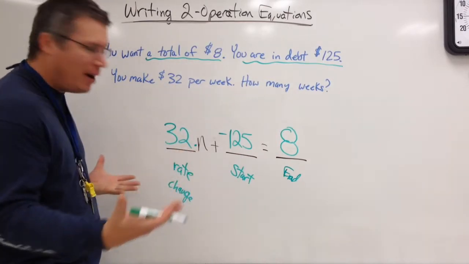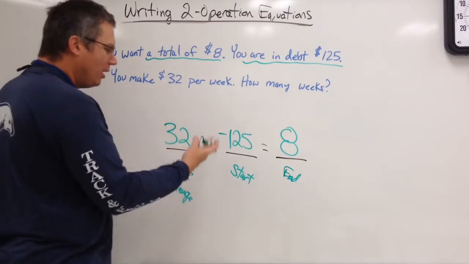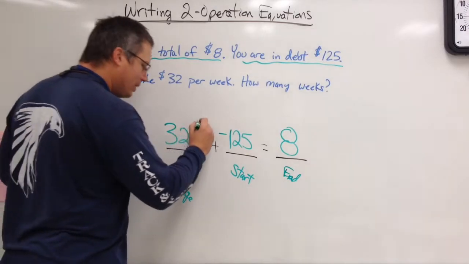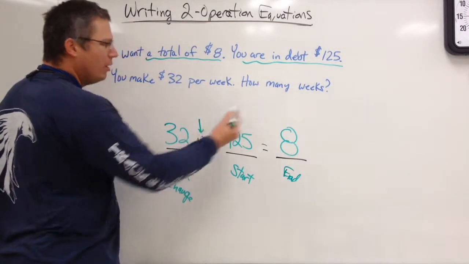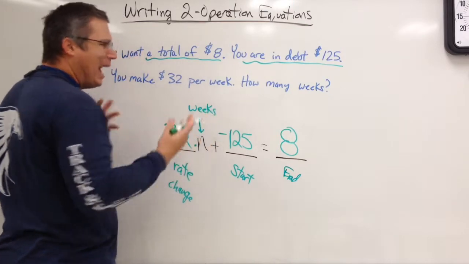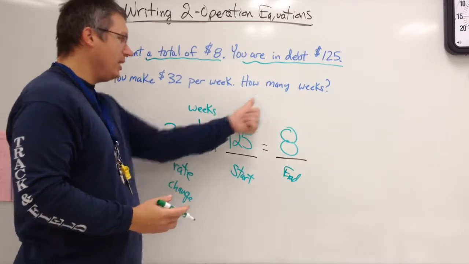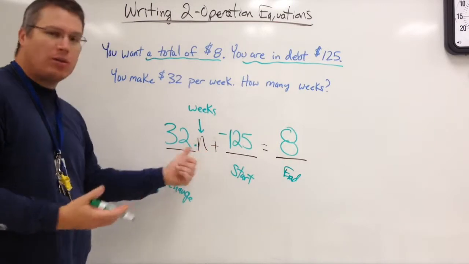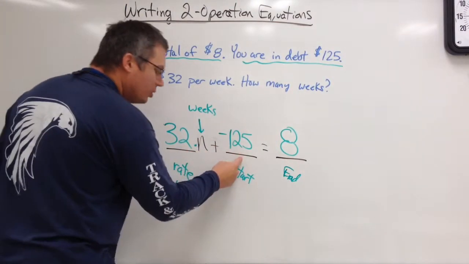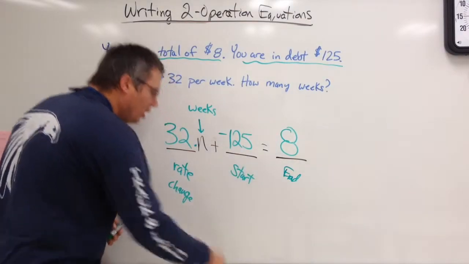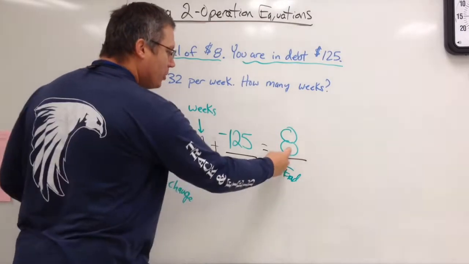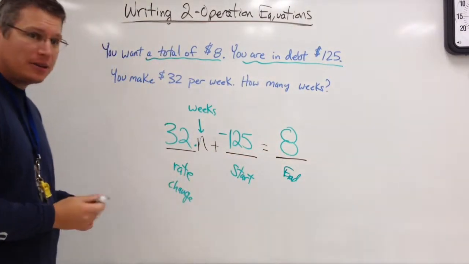So this becomes my equation, 32n plus negative 125 equals 8. What does the variable stand for? n stands for weeks. It's the thing we want to find, how many. And in this question it asks how many weeks, so we could now solve this to figure out how many weeks. If you started $125 in debt, you make $32 a week, how many weeks will it take you to end up at a total of $8?